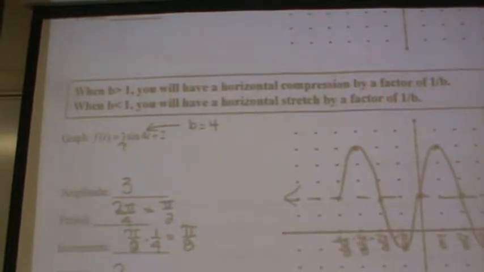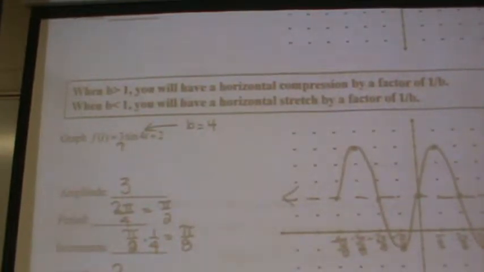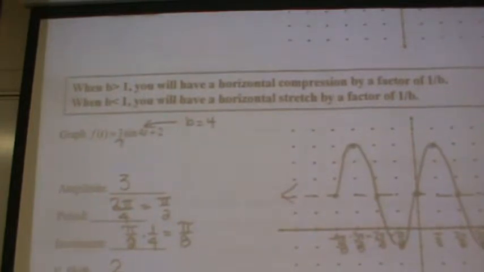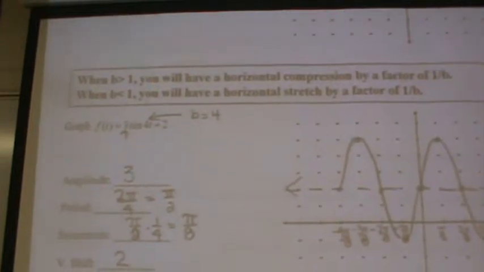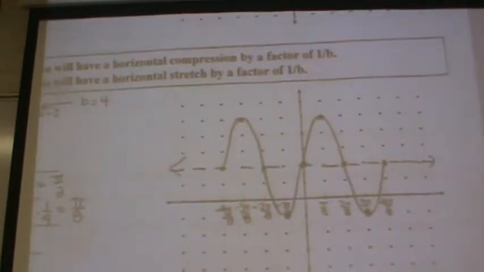So what you're actually doing is horizontally compressing your graph, or stretching it, depending on what B is. If B is greater than 1, it's a horizontal compression. So what we did on this one, actually, we horizontally compressed it. If we were to put this on here, you would see it looking like this. On, above, on, below, and it would be back on, like that. So the whole cycle would be between 0 and pi over 2.